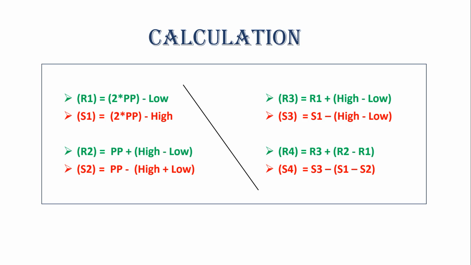Now we can see how the resistance and support levels in the CPR are calculated. First is R1. R1 equals 2 multiplied by pivot point minus low. S1 equals 2 multiplied by pivot point minus high. R2 equals pivot point plus high minus low. S2 equals pivot point minus high plus low. Next is R3. R3 equals R1 plus high minus low. S3 equals S1 minus high minus low. R4 equals R3 plus R2 minus R1. S4 equals S3 minus S1 minus S2.